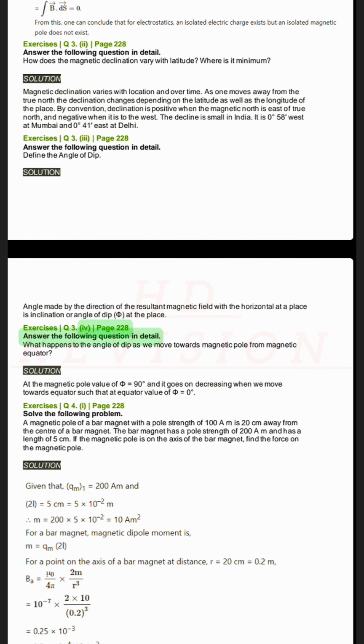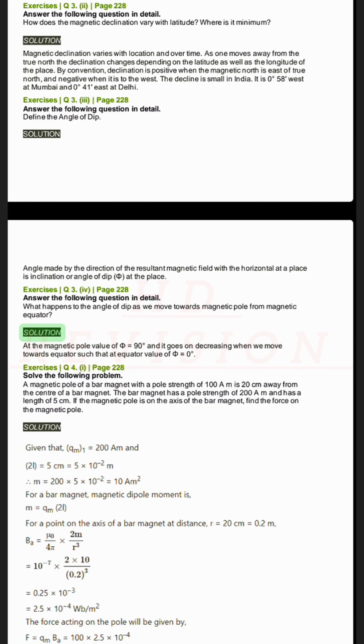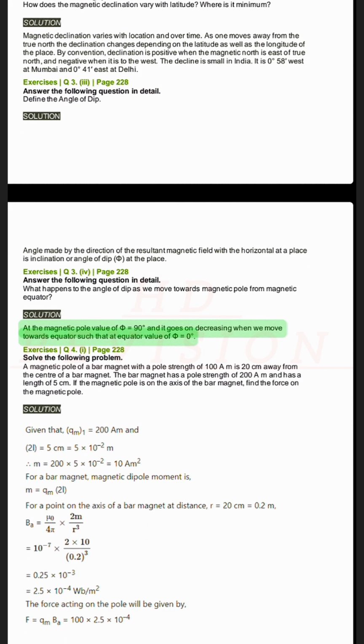Exercises, Q3, F, page 228. Answer the following question in detail. What happens to the angle of dip as we move towards the magnetic pole from the magnetic equator? Solution. At the magnetic pole, the value of phi equals 90 degrees and it goes on decreasing as we move towards the equator, such that at the equator the value of phi equals 0 degrees.